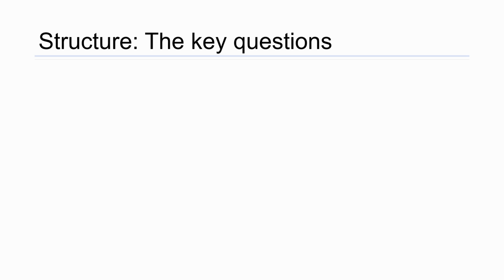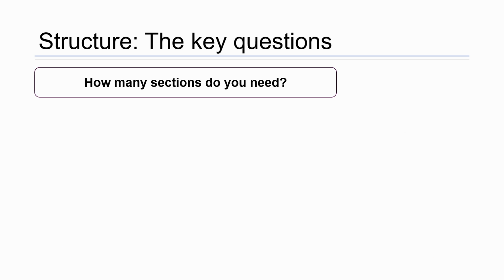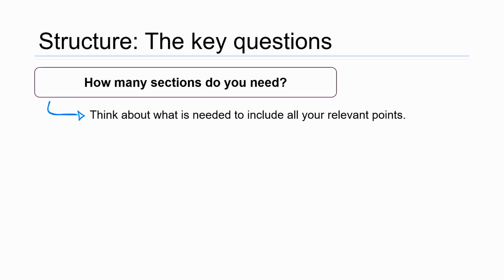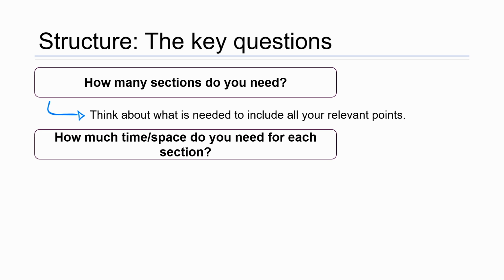Now, with structure, the key questions, okay? How many sections do you need? Think about what is needed to include all your relevant points. And this will come in the planning stage. So you need to plan the type of argument you want to make, or the type of points you would like to get across to the audience, and plan this into your sections.